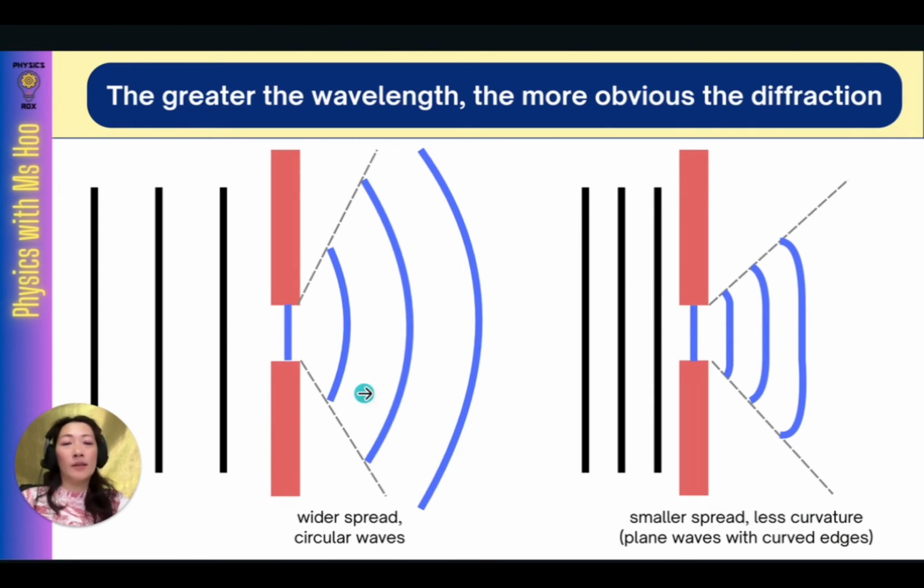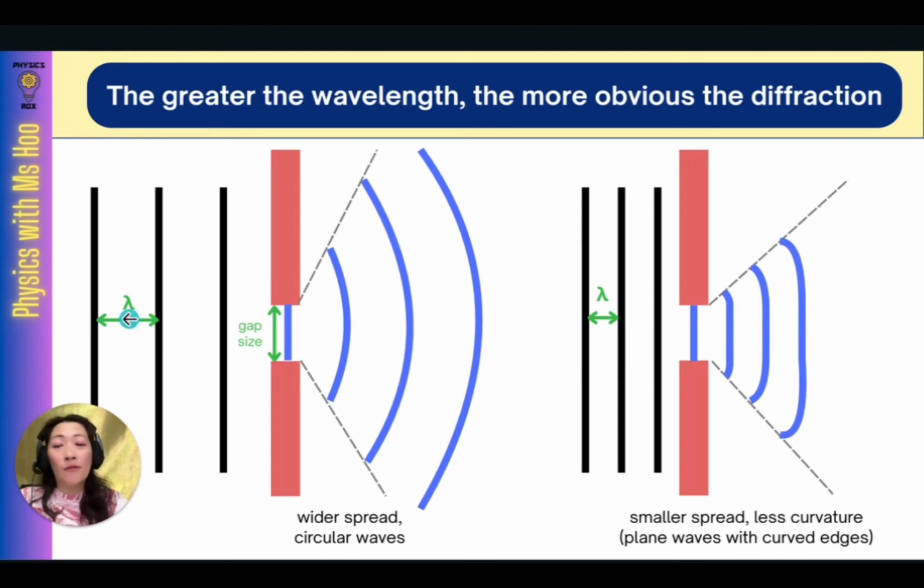Now before we move on, let's talk a little bit more about a comparison of these wavelengths. Because the challenge could be, what if they give you a single diagram instead of two diagrams to compare? Do we draw waves that are circular or waves like this? How do we know whether the wavelength is considered to be greater or shorter? We compare the wavelength against the gap size. So in order to know whether to draw circular waves or plain waves with curved edges, we just need to compare the wavelength against the gap size.